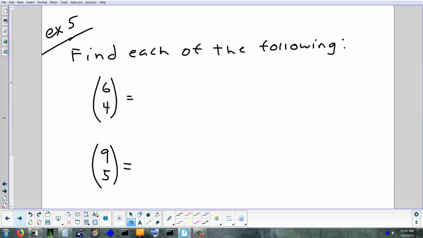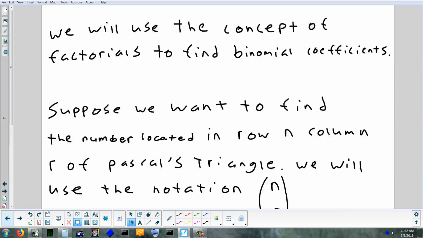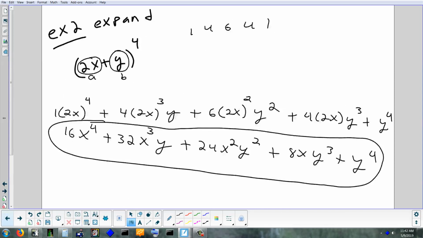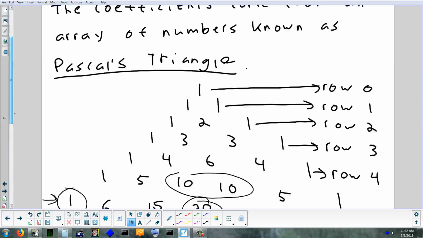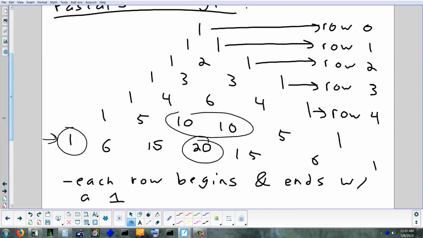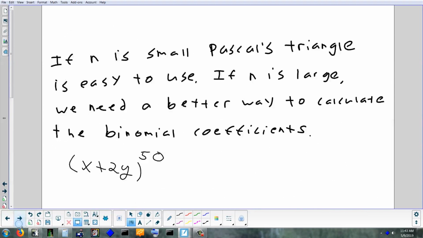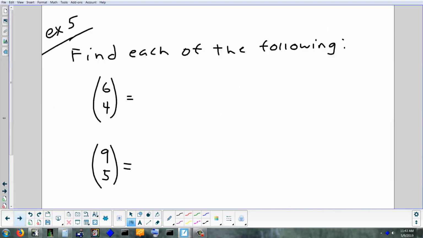I'm asking for the number in row 6, column 4. Now, I think I can go back on the slides and we can look up the answer. So let's look up what we should get before we start. Row 6, column 4. Let's see. So I've got row 6. That's the last row, column 4: 0, 1, 2, 3, 4. So we should get 15. We'll see what happens. Okay, what's my formula? I'm just going to write that off to the side. What goes in the numerator?